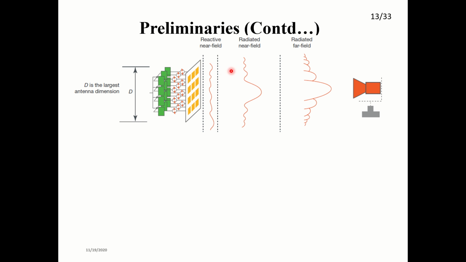Next is the radiated near field. Here also we'll have variation, but the pattern starts getting updated. For example, this is the main beam.